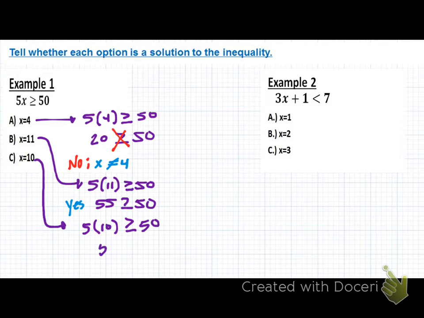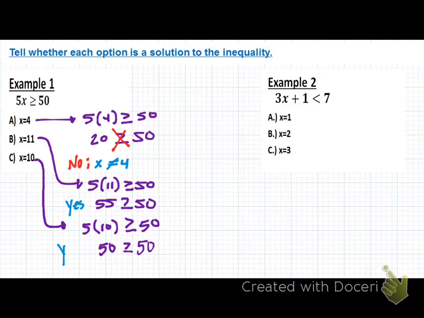Okay? Same thing with the next one. We could plug in 10. Okay? 5 times 10 is 50. Now this one's kind of confusing, right? It's saying, is 50 greater than or equal to 50? Yeah, it is. This is true because we have this little equal sign here that's telling us we could use that.